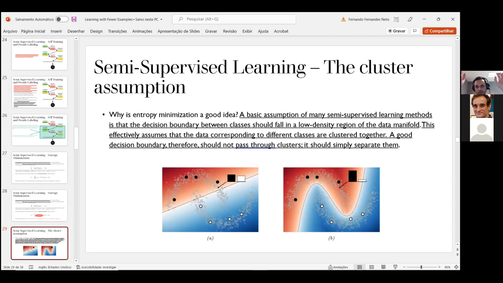And a good decision boundary, therefore, should not pass through clusters. It should simply separate them, right? And this can be better seen in this figure below. So for example, for this data point, taking into account the cluster, it makes more sense to have this decision boundary rather than this decision boundary, because this boundary is passing right in the middle of a cluster, right? So it's not taking into consideration possibly other aspects of the input variable, right?